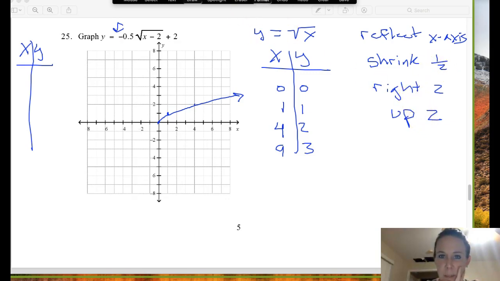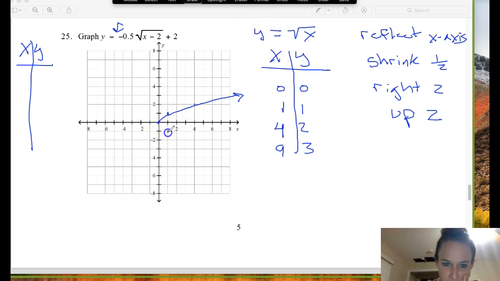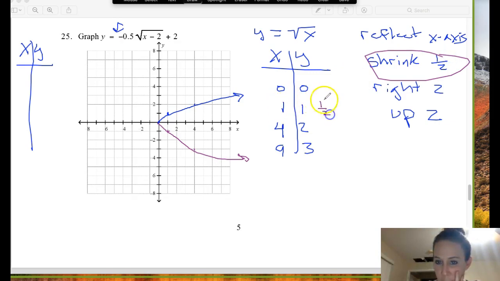Let's just take steps. Let's first reflect it. So if I reflected it, it would look something like this. This would be the reflection. I'm going to shrink it by 1/2. So all my points, instead of going 1, I'm going to go 1/2. My y points are all going to shrink by 1/2. Instead of going 4, I plug this in and then I multiply it by 1/2 and I make it be negative. So I reflect it over and I shrink it up.